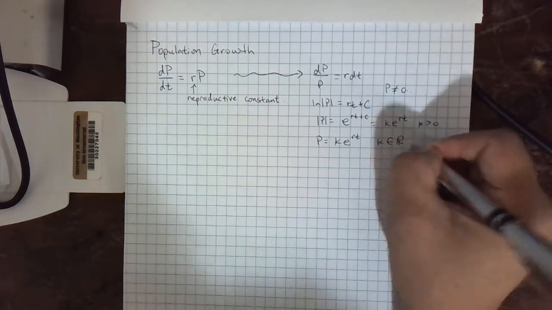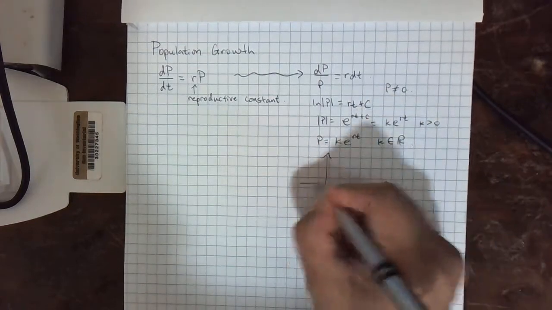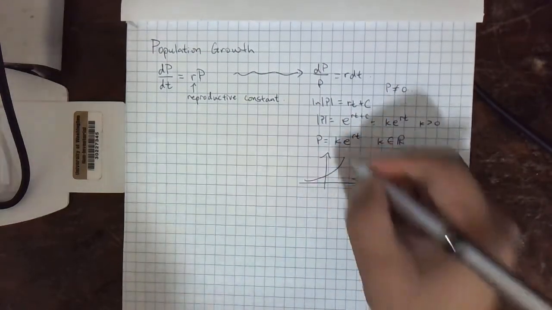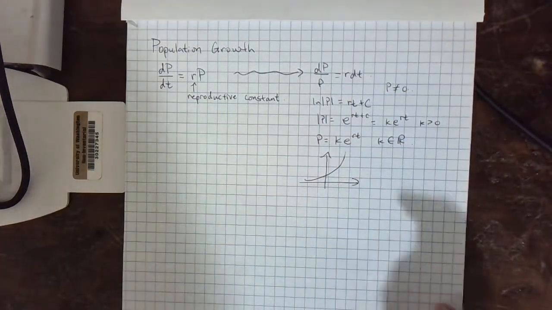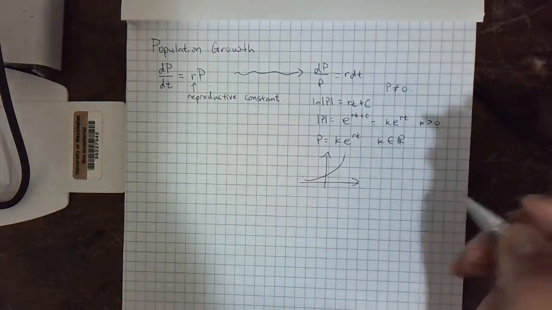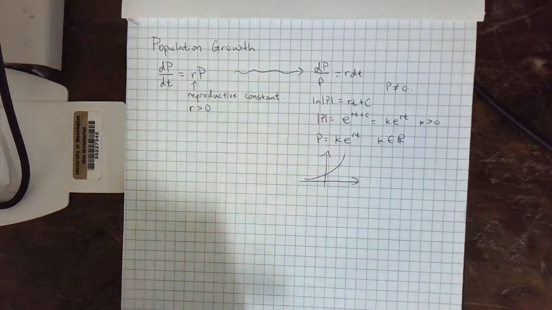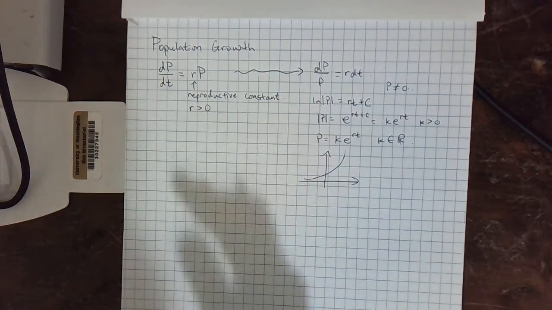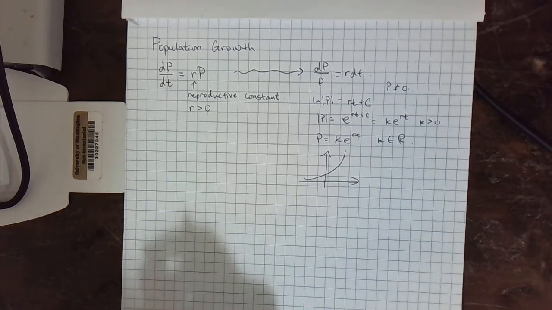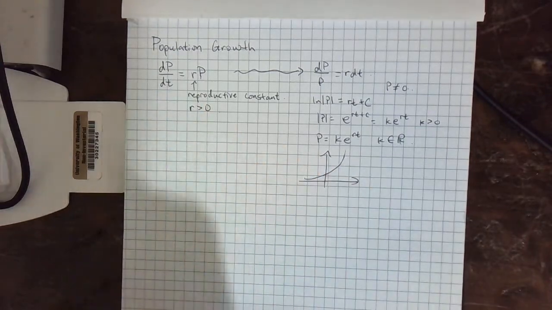Okay, so the solution is exponential, so we can sketch the graph to look kind of like that. Exponential where the power is positive. That's important. r is greater than 0. If it equals 0, then the population dies out. If it were less than 0, that would be not reproducing and maybe killing people. We're not doing that. We're doing normal population growth.